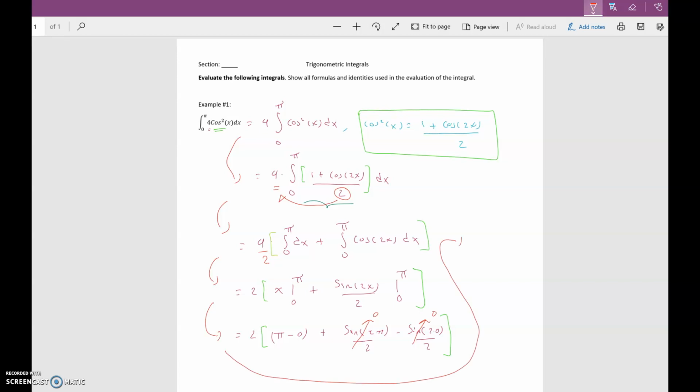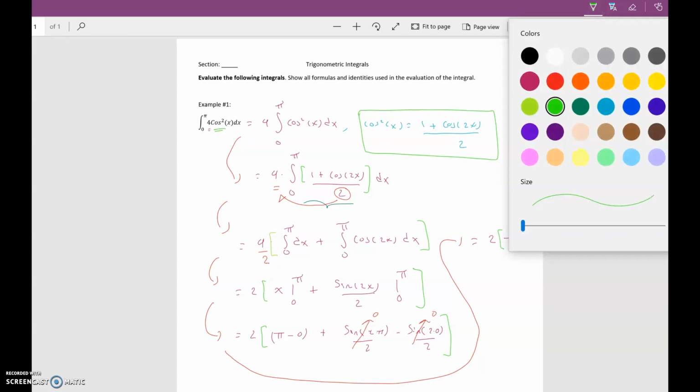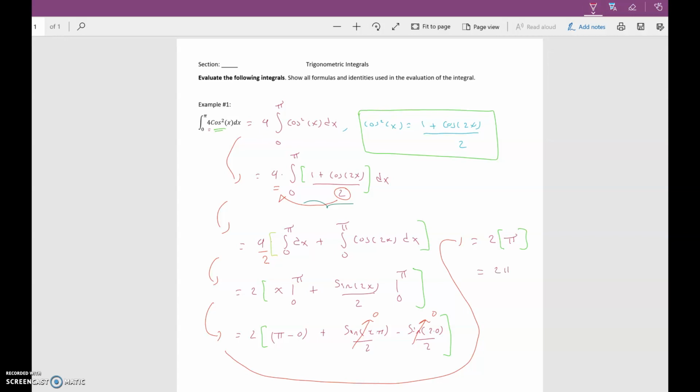And to simplify this integral, we're just going to end up with the 2, and then inside of the brackets here, we just have the pi. So this specific one ended up simplifying to 2 pi. That would be our final answer. Like I said, in this case, this is the identity that helps us evaluate this specific integral.